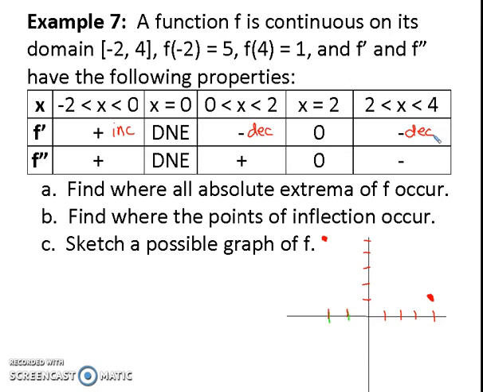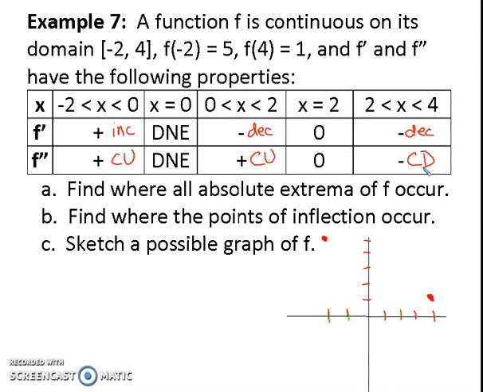The second derivative is positive from -2 to 0, so my graph is not only increasing in that interval, but also concave up. In the second interval from 0 to 2, my second derivative is still positive, so it would still be concave up. Then from 2 to 4, my second derivative is negative, so my graph changes to being concave down. So here are a couple things that I know.